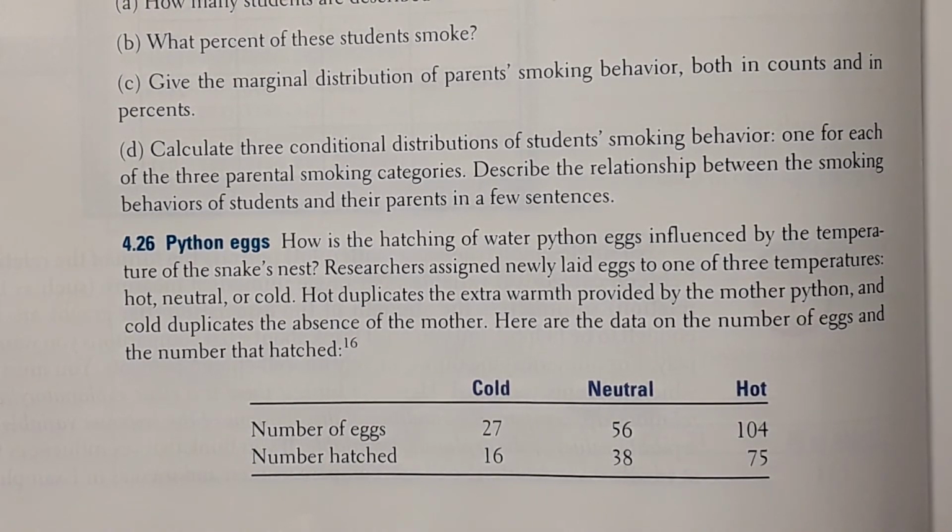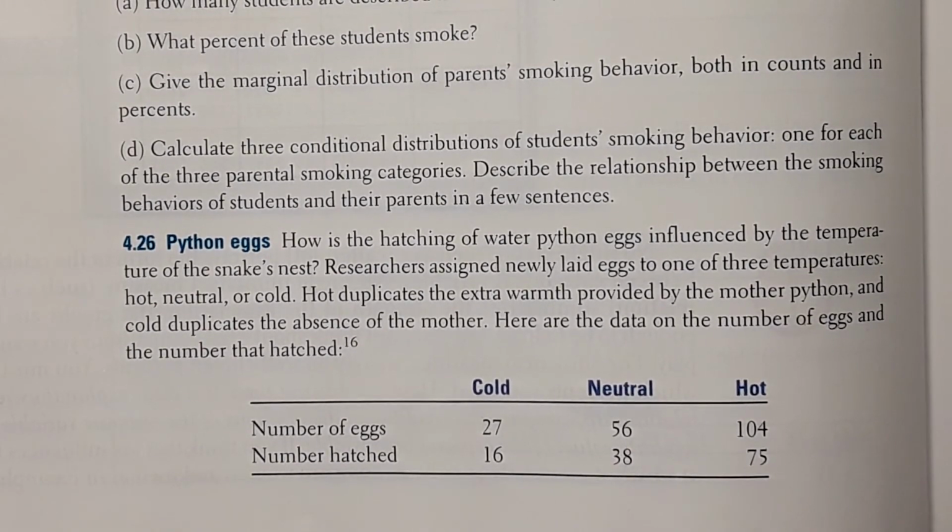In neutral, we had 56 eggs placed in neutral water. We had 38 hatch. In hot water, we had 104 eggs placed in hot water. We had 75 that hatched. So it looks like a two-way table, but what we really want to look at is how many hatched versus not hatched in this scenario. So what we're going to do is make a two-way table from this problem. I've uploaded a picture for you so you could see the problem.